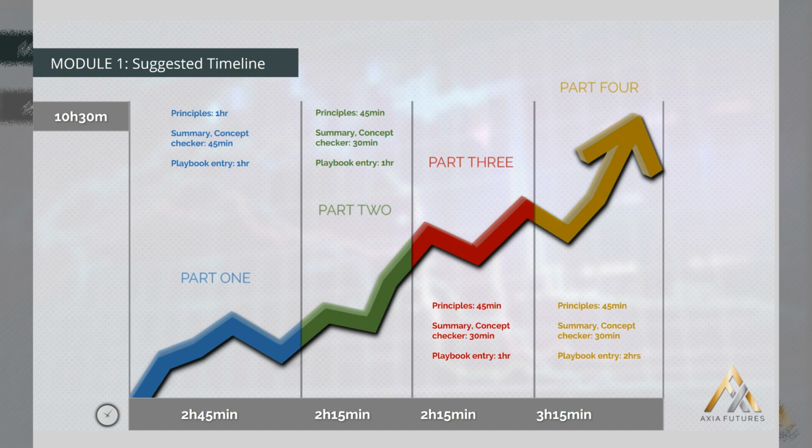Part 3 should take you 2 hours and 15 minutes. Principles 45 minutes, Summary and Concept Checker 30 minutes, and the Playbook Entry 1 hour. And Part 4 should take you 3 hours and 15 minutes. Principles 45 minutes, the Summary and Concept Checker 30 minutes, and the Playbook Entry 2 hours.